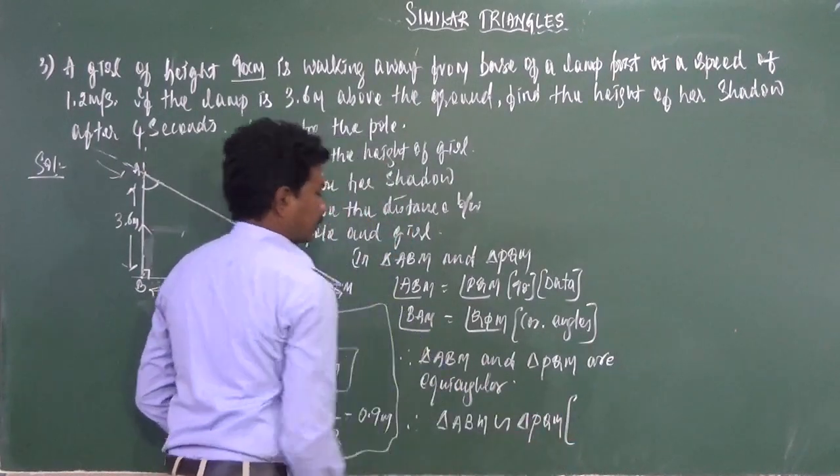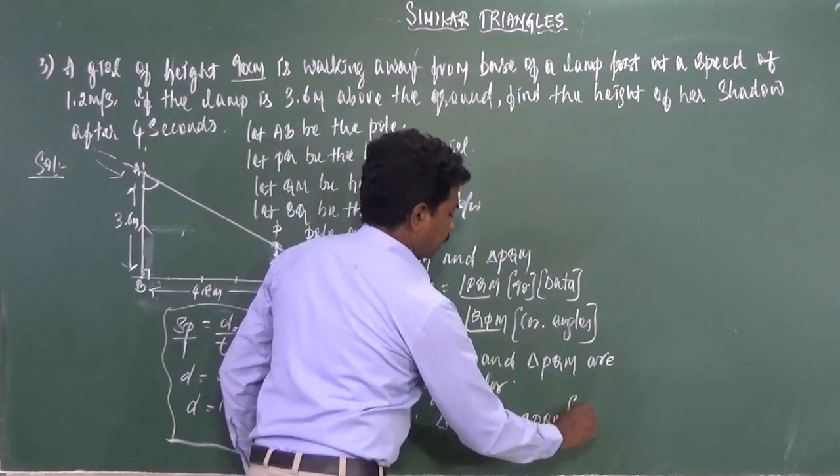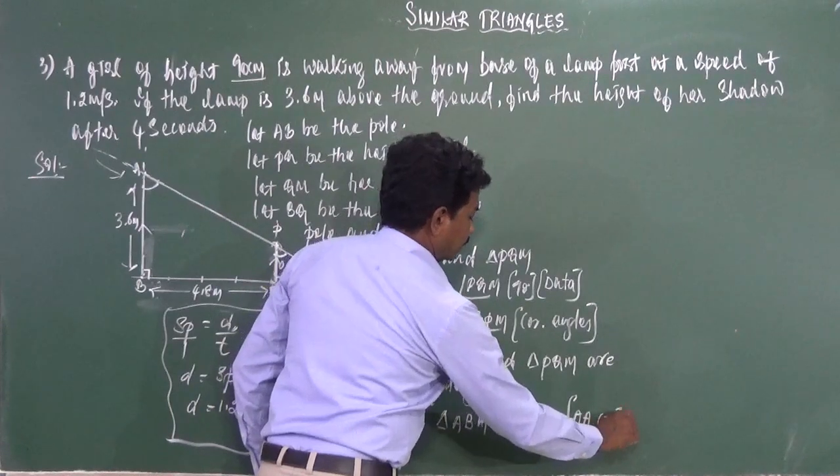So we have to write the criteria here. So that is AA criterion.